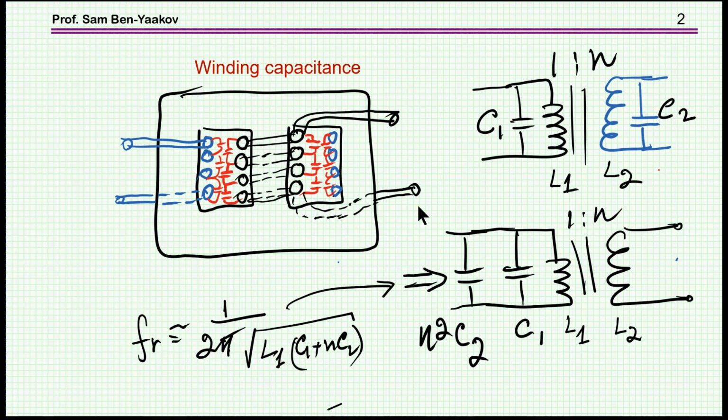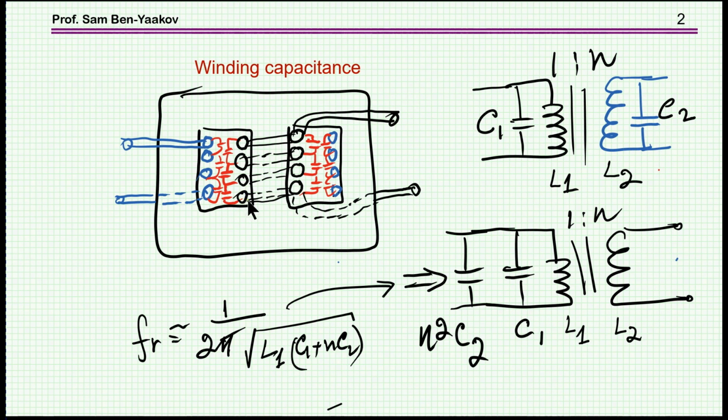Now, wound magnetic elements like transformers or inductors do have capacitance in between the wires within the device. Shown here is a cross-section of a transformer. We have the primary, the black wires here in cross-section, and the blue are the secondary, and in between the turns of the primary and the turns of the secondary, we do have capacitance.